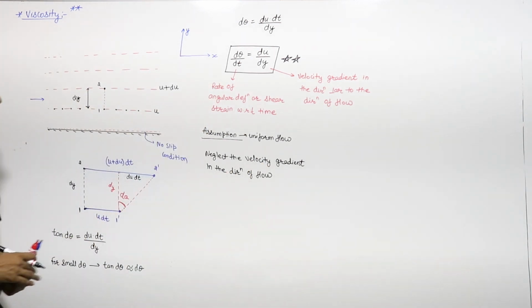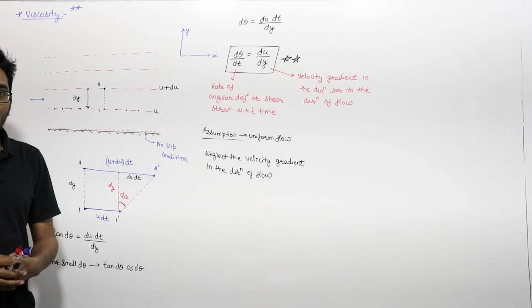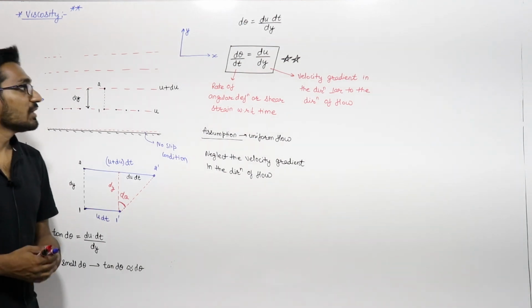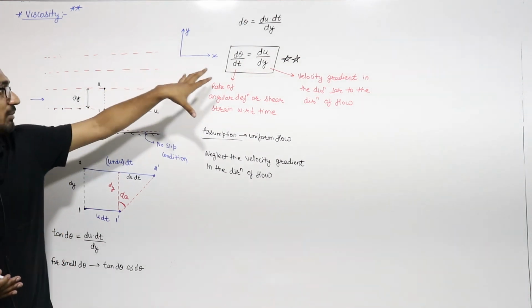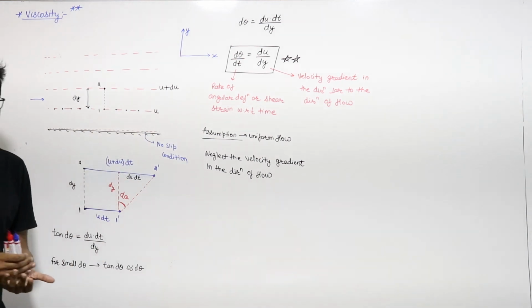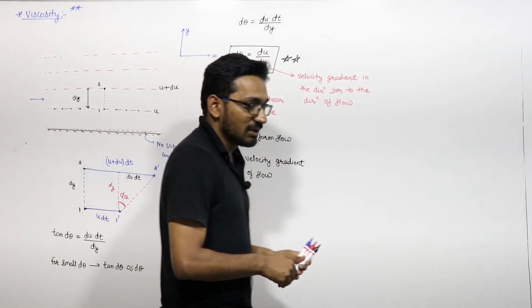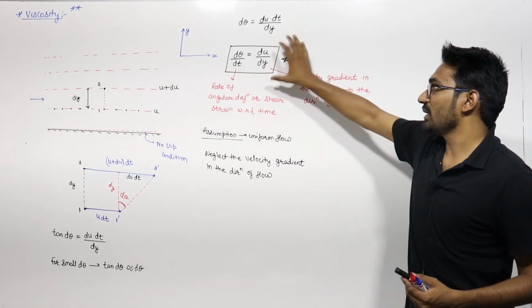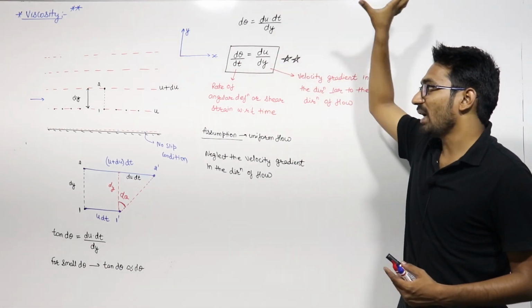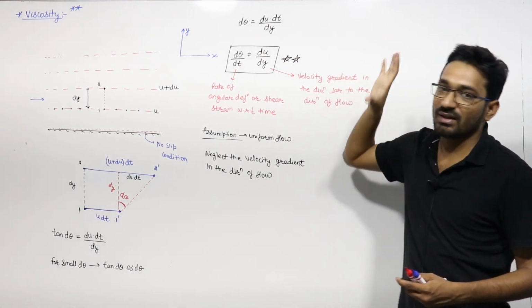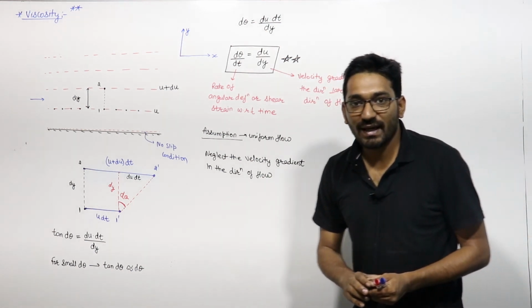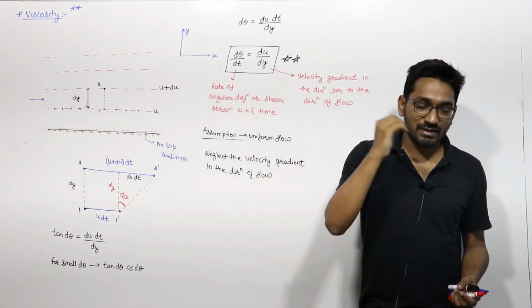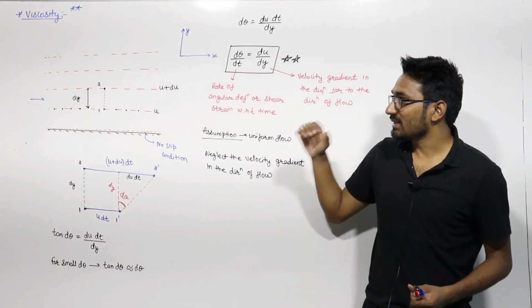So d theta by dt is equal to du by dy. This is the one formula you have to remember. We will use it in our later discussions also. This formula is most important: the rate of angular deformation is equal to the velocity gradient in the direction perpendicular to the direction of flow.